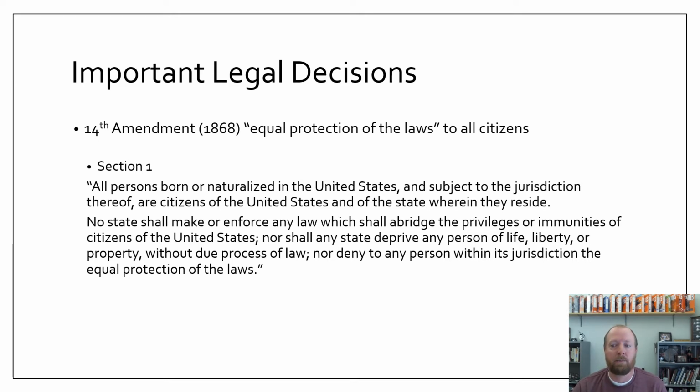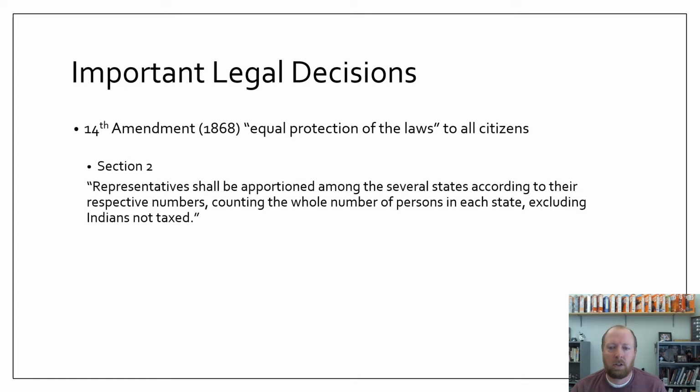That's section 1. Section 2 gets rid of the 3/5 rule. And so section 2 says that we're going to count everybody in the United States, in each state, excluding Indians not taxed. And so again, maintain the Native American sovereignty. But this would now count everybody as a single individual.